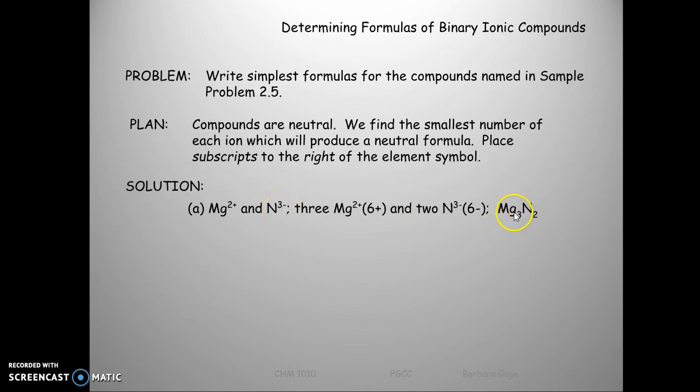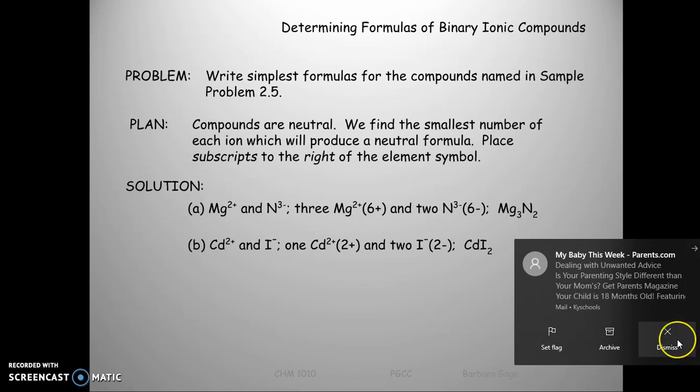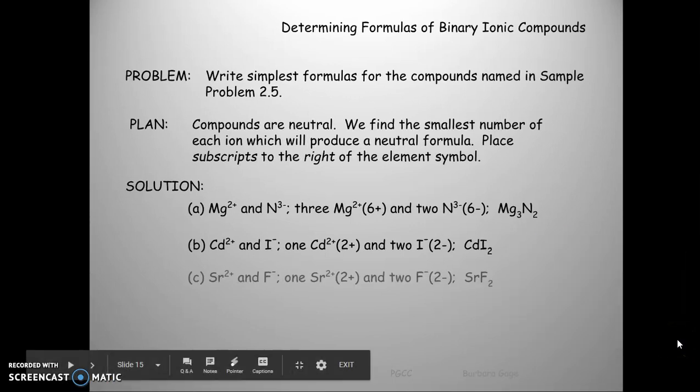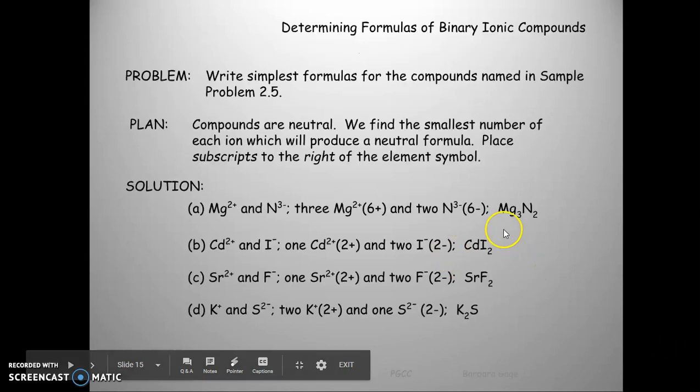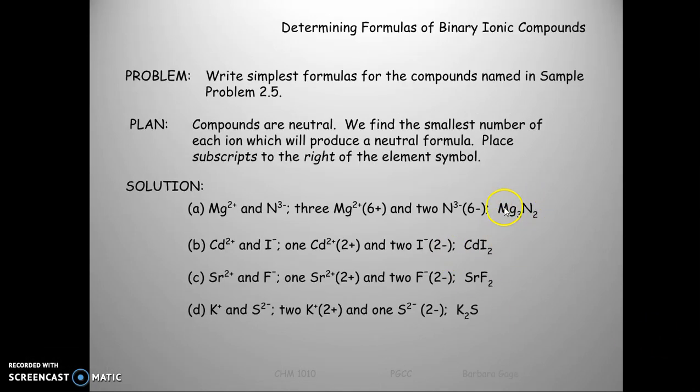Here's what it would look like. We take the charge of the other. I'm kind of trying to skip over some of this. Oh, I guess I don't have the actual names in here, but magnesium nitride is how we would do that.